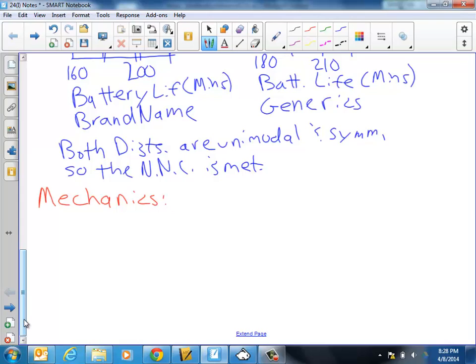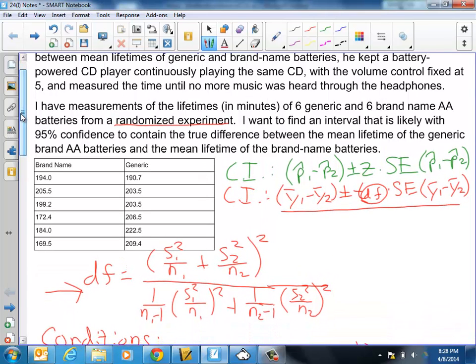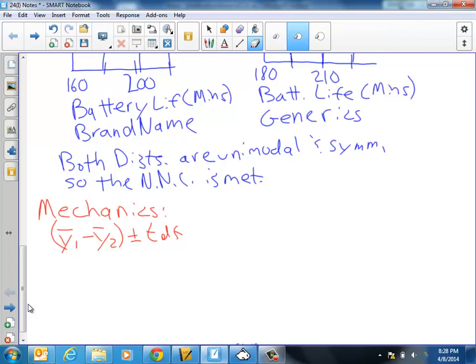So we need, based upon the template that we saw above, this y bar 1 minus y bar 2 plus or minus t sub df times the standard error of y bar 1 minus y bar 2. Let's write that below so we can have a visual reference here. Y bar 1 minus y bar 2 plus or minus t sub df, where we said the degrees of freedom we'll get from a calculator function instead of using that nasty equation that I showed you above, times the standard error of the difference between those sample means. Okay, let's talk about what we know.